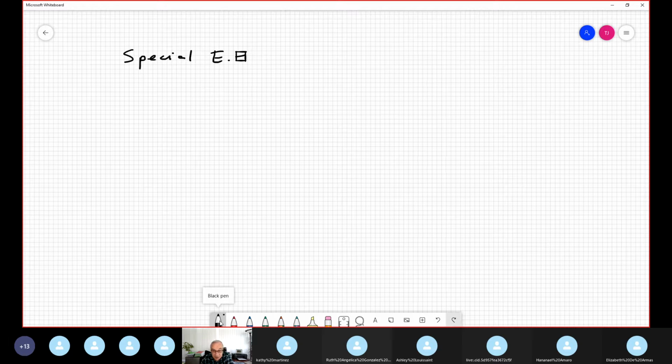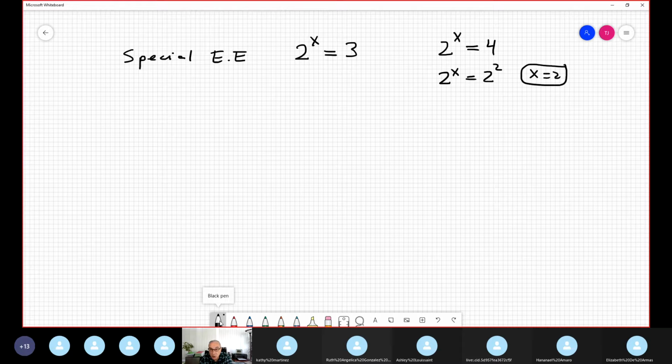For example, one typical example of the special exponential equation is 2 to the x equal 3. We cannot solve it in the regular way, because we can never express 3 as a power of 2. Suppose you have 2 to the x equal 4. Yes, we can, because 4 is 2 to the second power, and therefore x is 2, end of story. But in this case, no. But can you solve it? Yes, we can solve it.